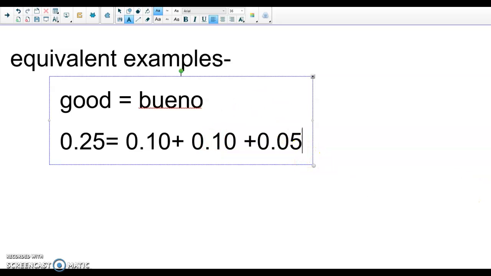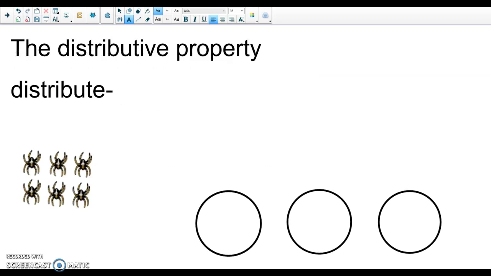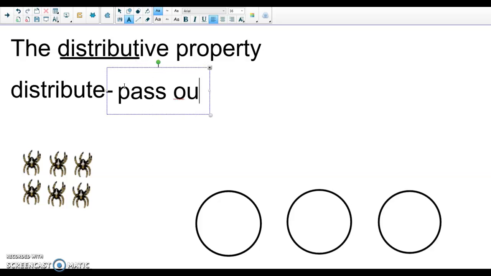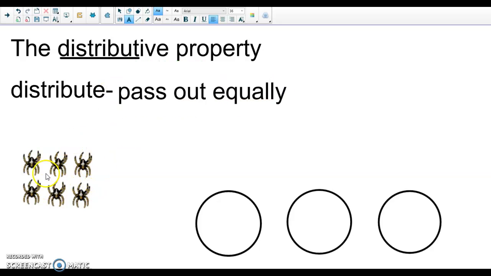All right, so today we're going to talk about how distributive can make equivalent expressions. So the distributive property. In the word distributive, you see a part of another word, distribute. And the word distribute means to pass out equally. All right, so if we're going to distribute these spiders to these different plates, because these weirdos who are in here apparently like to eat spiders.